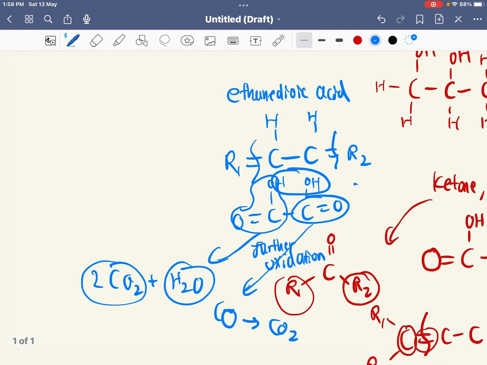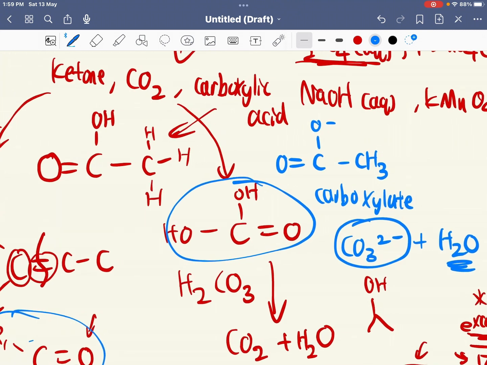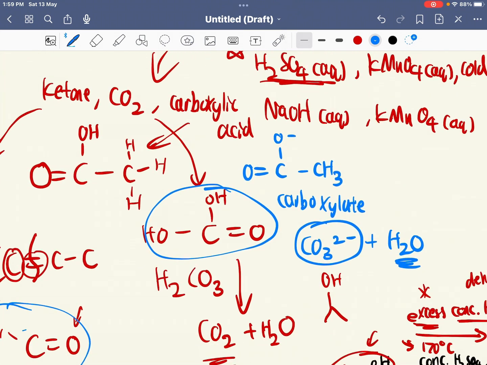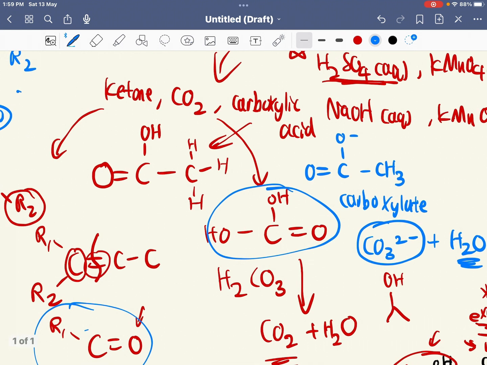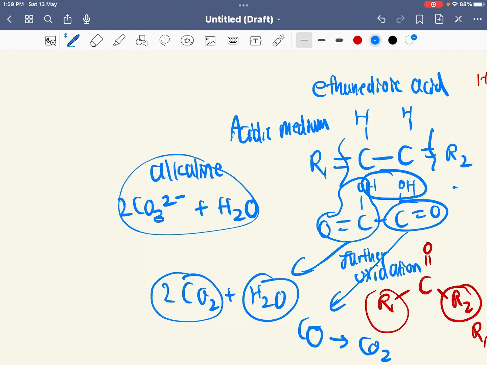Okay, this, remember, is in acidic medium. So what if I were to illustrate in alkaline medium? Sorry, I just forgot to change the color. If it's in an alkaline medium, as we recall from the carbonic acid example, it doesn't break down to give you carbon dioxide. Instead, it just gives you a carbonate ion. So the same thing here: I get my 2 carbonate ions and my H2O. So that's how different an alkaline medium is versus an acidic medium.